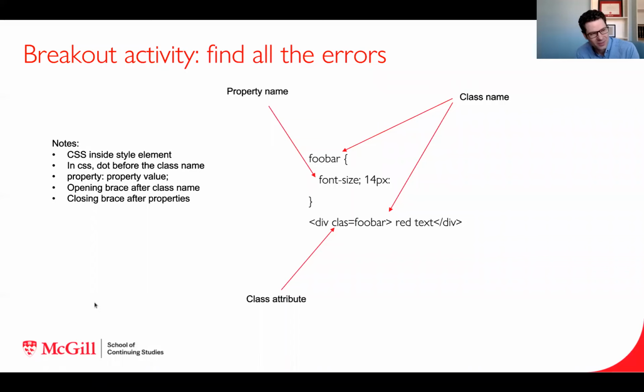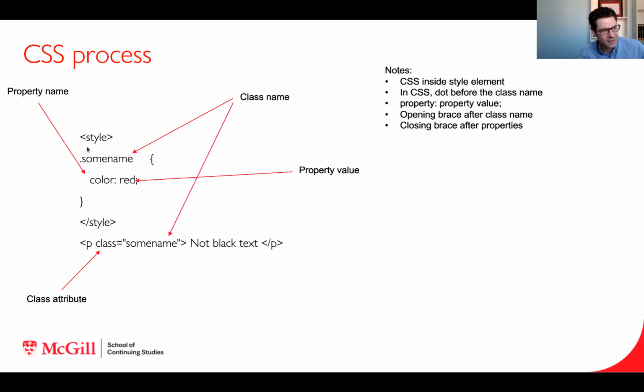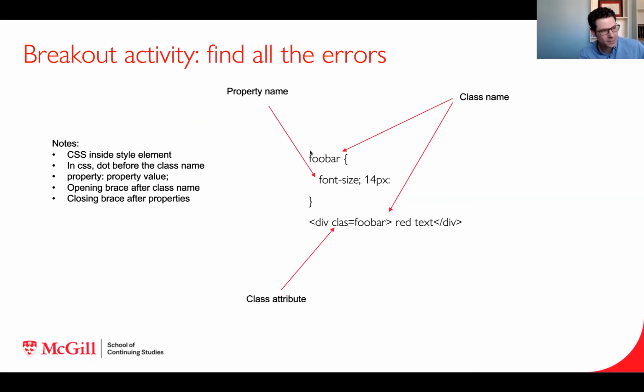First error. There should be a dot beside the foobar. That's 1. Second error. Font size needs a colon after. Error number 3, there needs to be a semicolon after 14 pixels. Oh yes, there should also be a style tag at the very right before the foobar. So we forgot the style tag. Let me just show you the style tags. We're missing the style tag right here. So we're at 4.